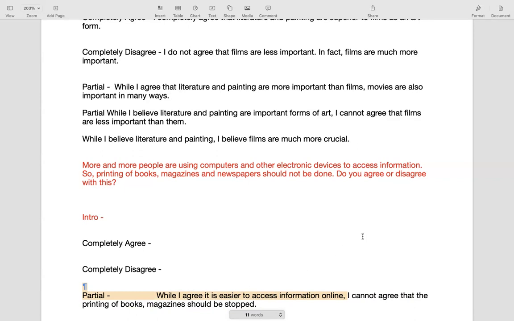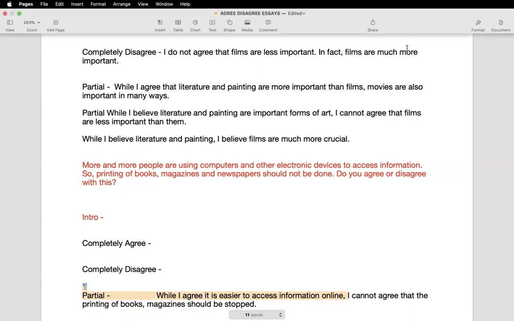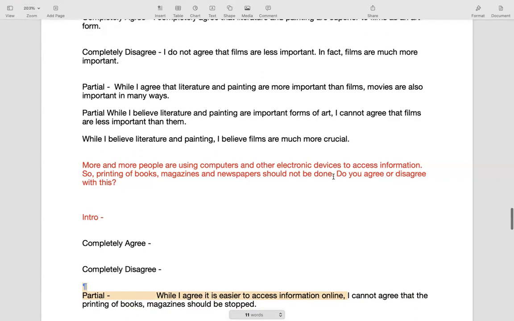Excuse me, sir. Yes. Can we paraphrase the first? While I agree it is easier to access information online, in like a generalized way. Try it. While it cannot be denied that electronic devices offer easier access of information. Yes. You can. It's done really well.